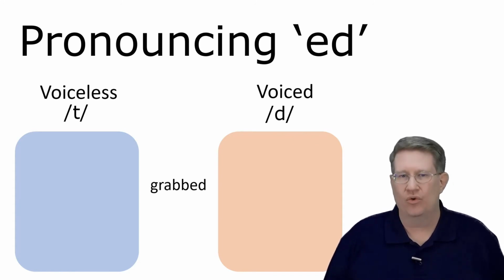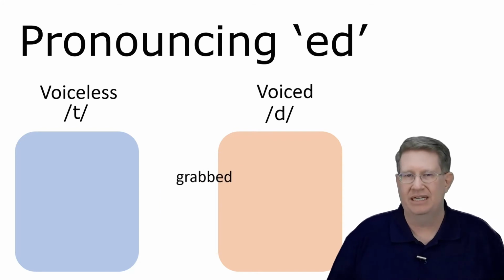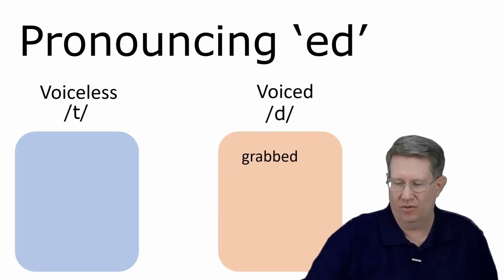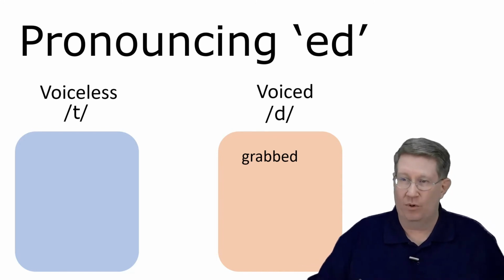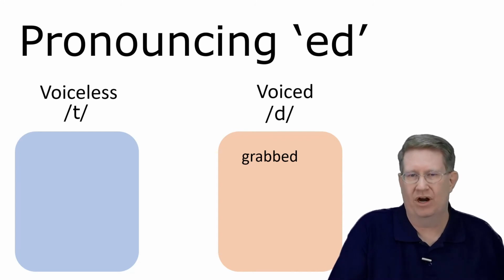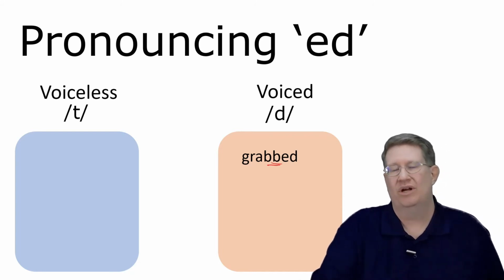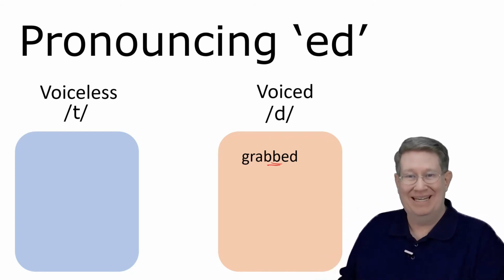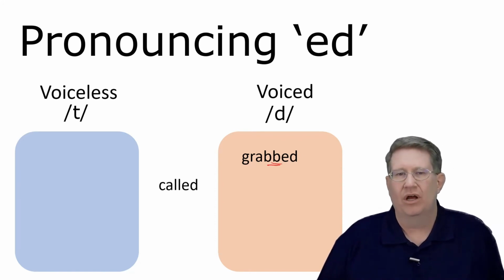Grabbed. Am I making a d sound or a t sound? Yeah, I'm making a d sound. And you know what? I'm not sure I made this really clear. When I say we need to see if it's voiced or voiceless, how do we decide? The last sounds that come before it are what tell us. Okay? So grabbed, B is voiced. So what comes after it is going to be d. That's voiced as well.